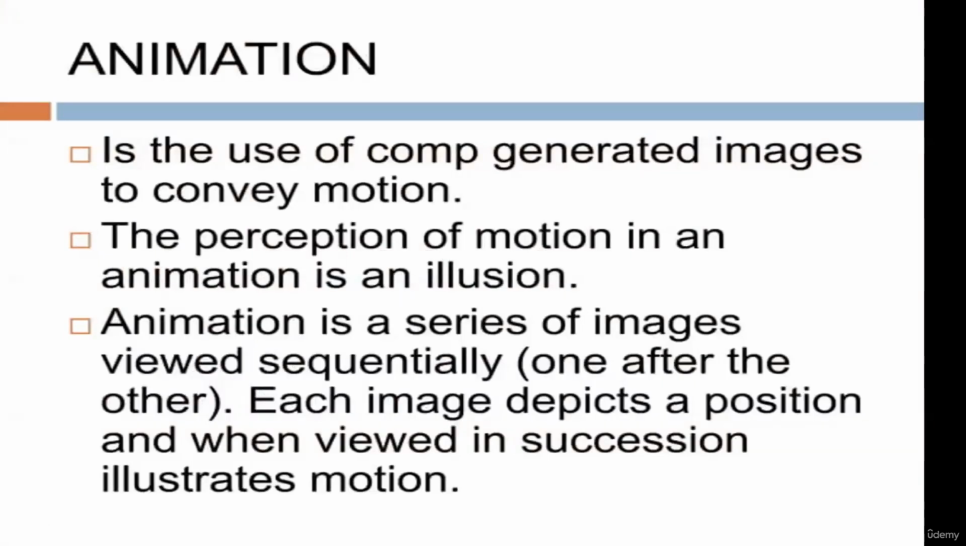Animation is the use of computer-generated images to convey emotion. The perception of motion in an animation is an illusion. Animation is a series of images viewed sequentially, one after the other. Each image depicts a position, and when viewed in succession, illustrates motion.